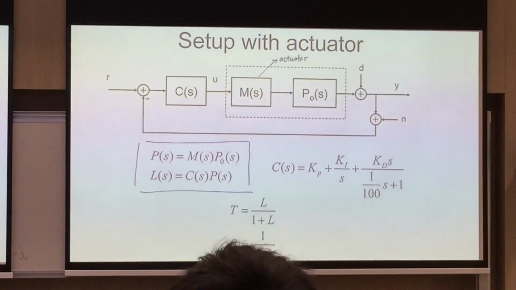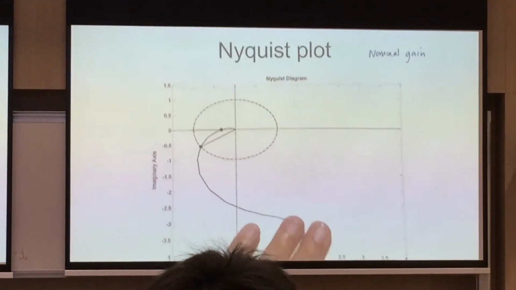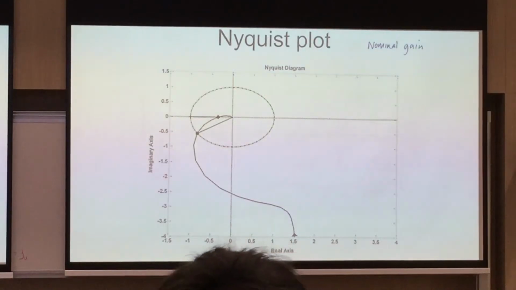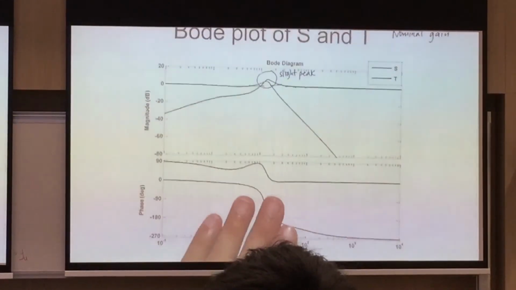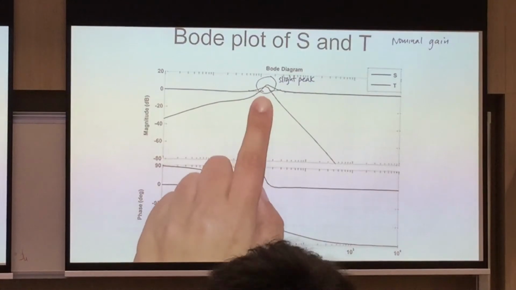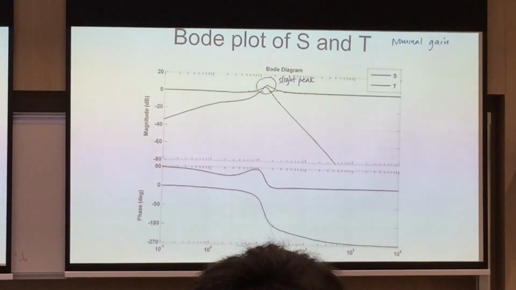We want to understand what will happen if you change the gain of the system. Under nominal gain, if you plot the Nyquist plot, this is what you see. And in MATLAB, under nominal gain, you can plot the Bode plot of S and T. You start to see a small peak over here.